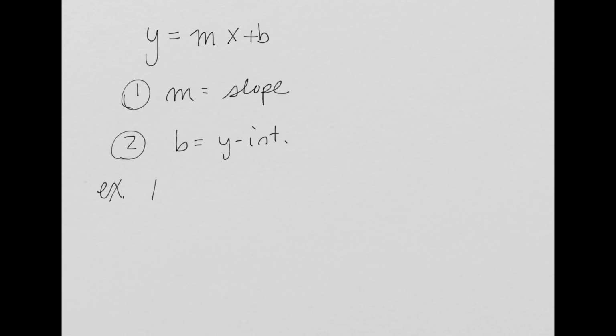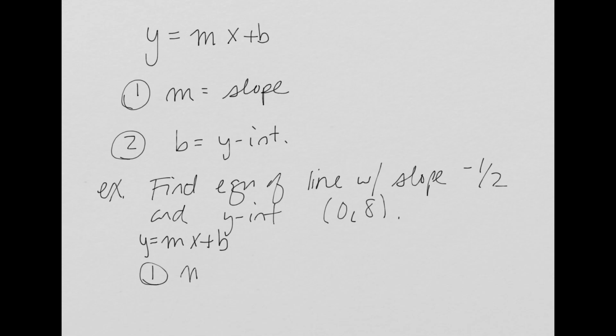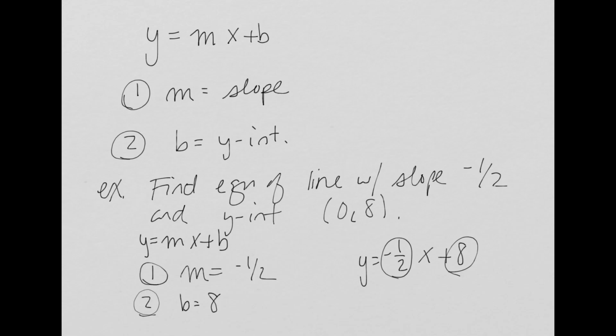So for example, let's find the equation of the line with slope -1/2 and y-intercept (0, 8). Well, I know the answer is going to be of the form y equals mx plus b. So let's just go ahead and get into the habit of writing that. m is given to us. It's -1/2. Also, the y-intercept is given to us. It's going to be 8. So the equation of this line is y equals -1/2x plus 8. See, all you have to do is find your m and your b. Once you find that m and your b, you're done finding the equation of the line.